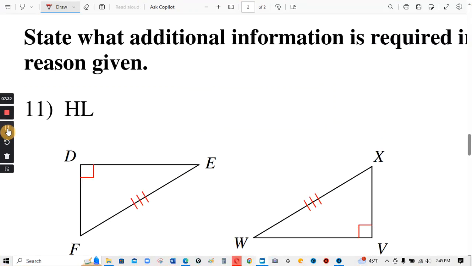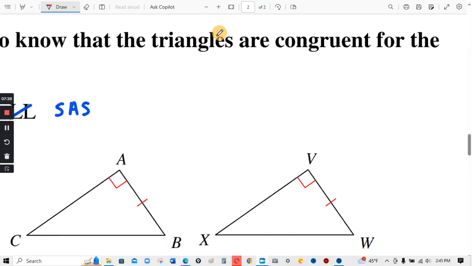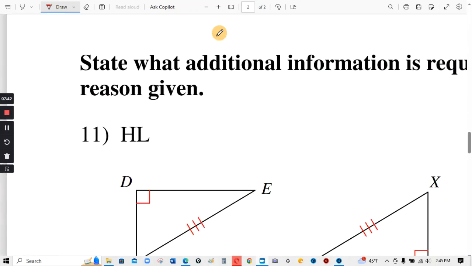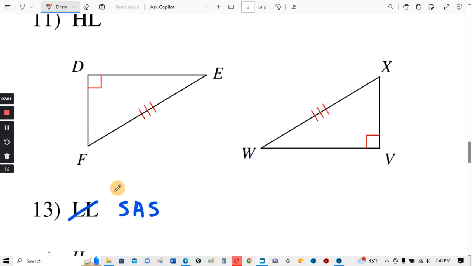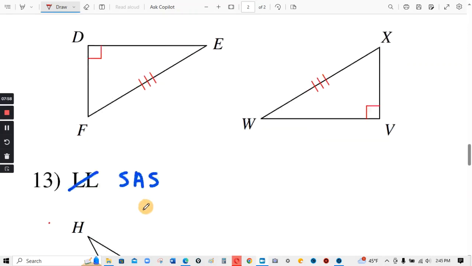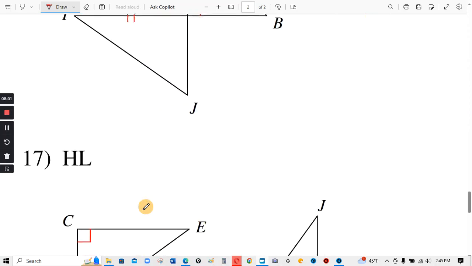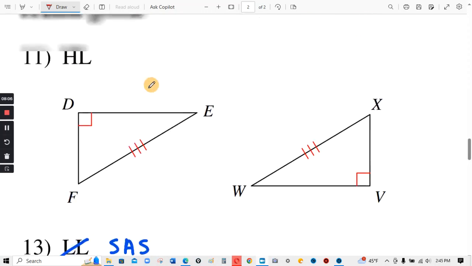All right, for 11 through 18, they want us to state what additional information is required in order to know that the triangles are congruent for the reason given. In this section, like I said, I modified some of them because I don't use the terminology that they use. I kept the hypotenuse leg, but the other ones I modified to represent the ones we already learned, like AAS or SAS.